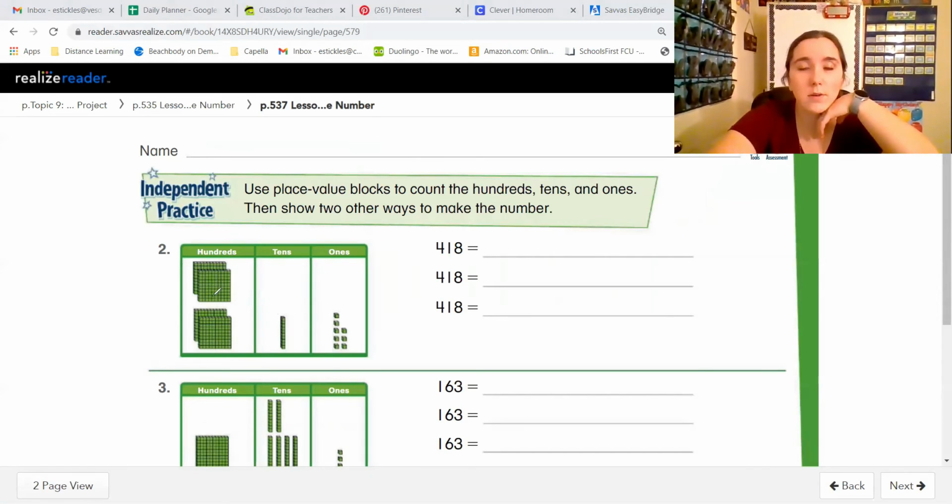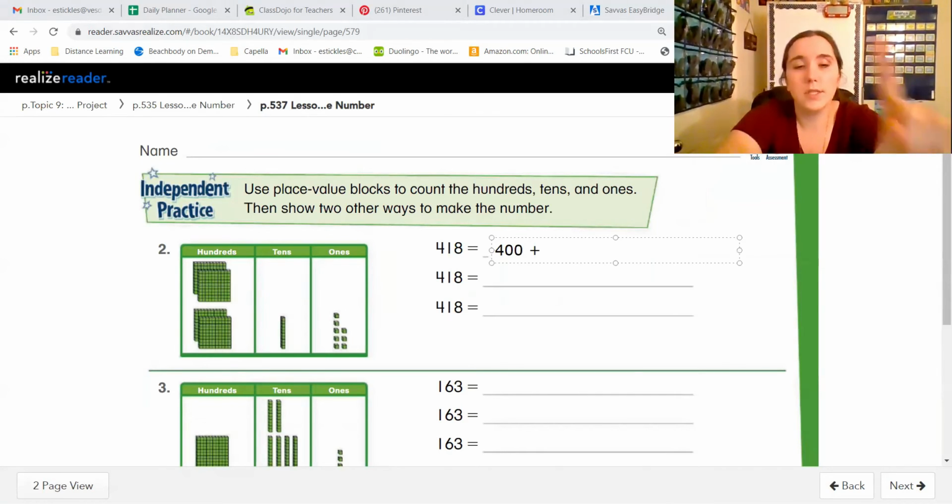So if I have 4 hundreds flats, that would be 400, plus 10, plus 1, 2, 3, 4, 5, 6, 7, 8 ones. So 418 is the same as 400 plus 10 plus 8.